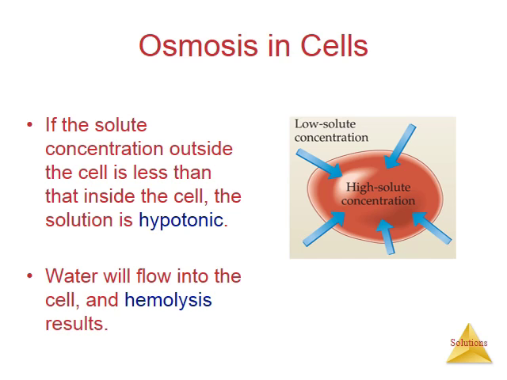In this slide, we are considering that the solute concentration outside the cell is less than the solute concentration inside the cell. This kind of solution is called hypotonic. And as you know, solvent would flow from the low concentrated side of the solution to the high concentrated side. What that means is solvent molecules would now enter into the cell, causing hemolysis.